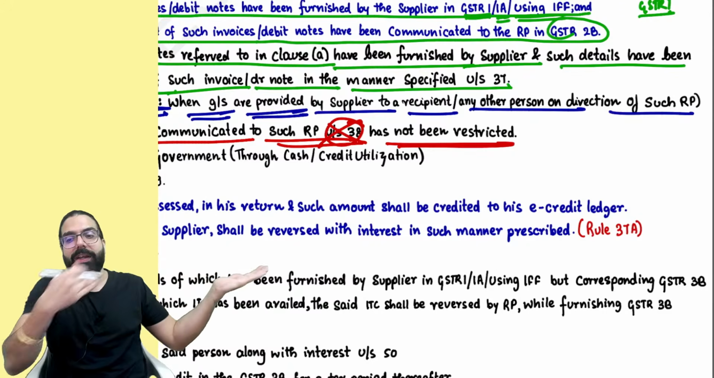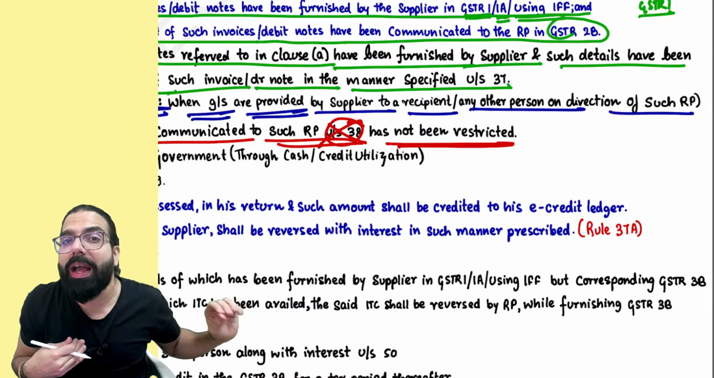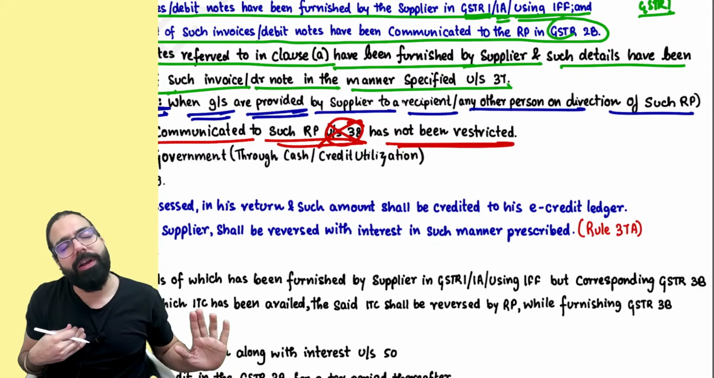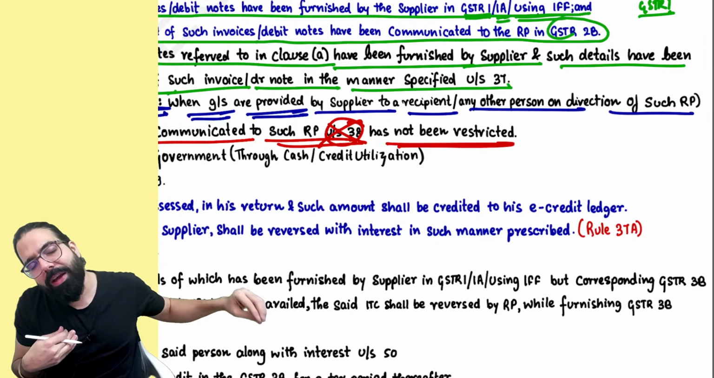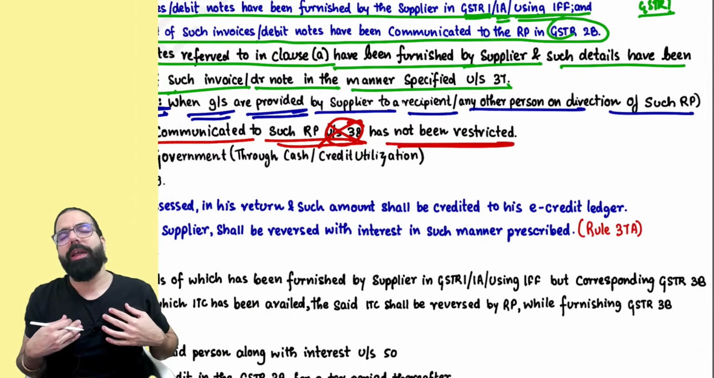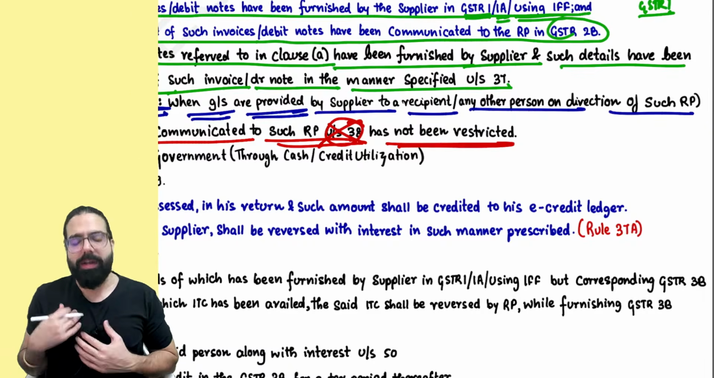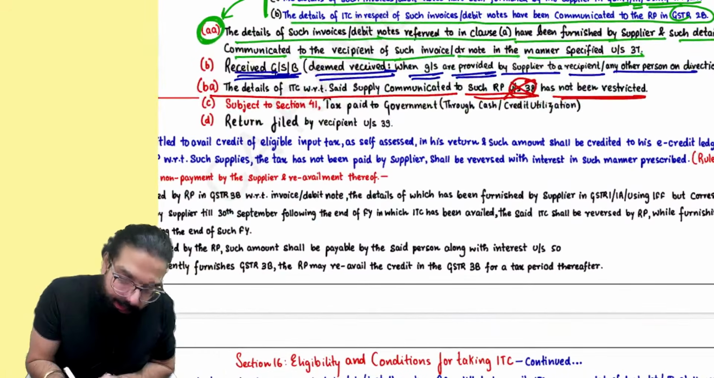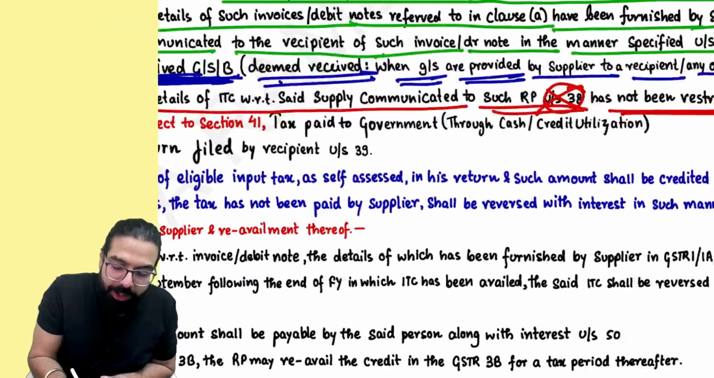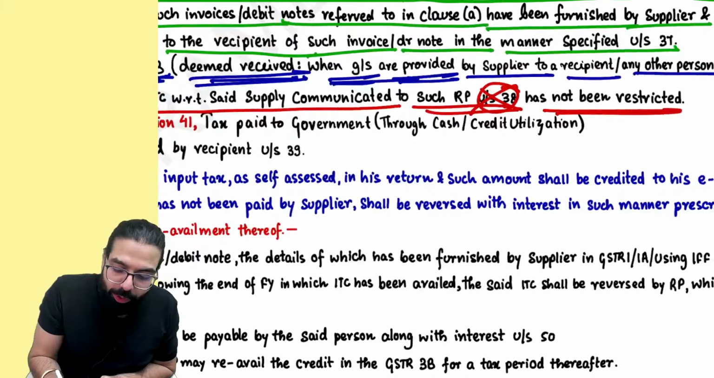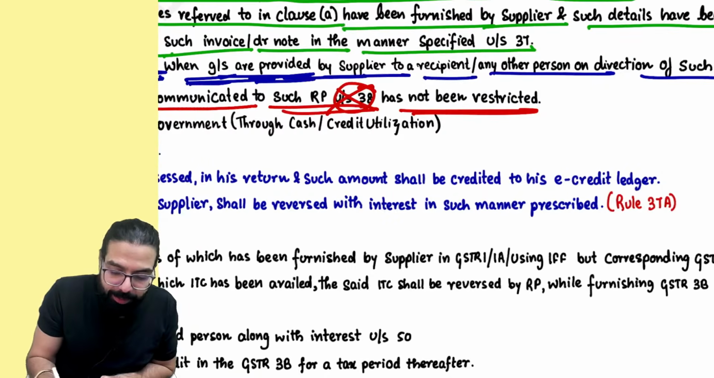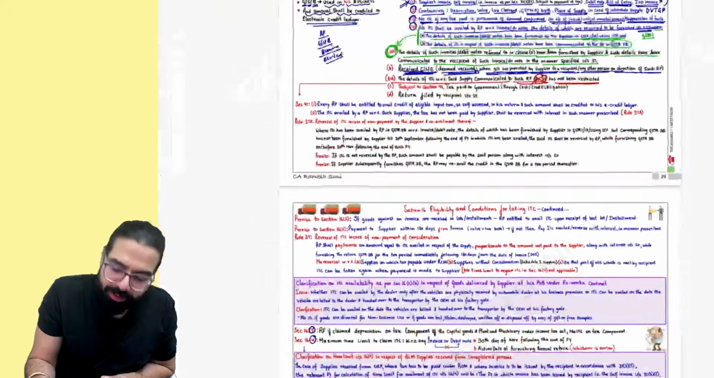When he receives it, I can go ahead and take the credit even though I have actually not received the goods, but it will be deemed that when my buyer has received the goods, I can go ahead and take the credit. Supplier gave me the invoice, shipped the goods directly. I can go ahead and take the credit. That's all has been told over here. That, sir, you received the goods, services. Deemed received concept is also fine when goods, services are provided by the supplier to the recipient or any other person on the direction of such registered person.